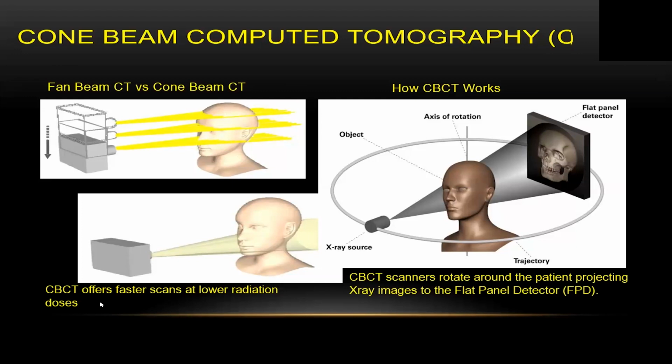Whereas with cone beam CT, the shape of the X-ray beam is shaped like a cone. That's how it gets its name, cone beam CT, and it can cover a much larger surface area in one spin. And this is what reduces the radiation dose.